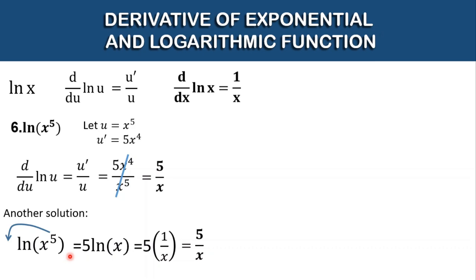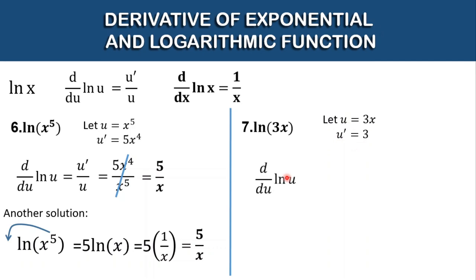Now, let's answer our problem number 7. Find the derivative of the natural logarithm of 3x. So, ito yung u natin. Let u is equal to 3x. Then, ang u prime natin is 3 na lang. So, this is the derivative of 3x. Then, after obtaining this, lagay natin siya dun sa ating guide. So, d over du of ln u is equal to u prime over u.